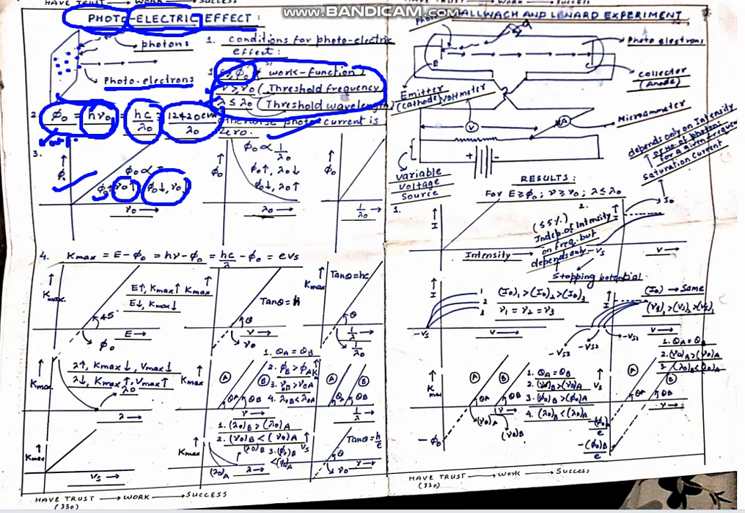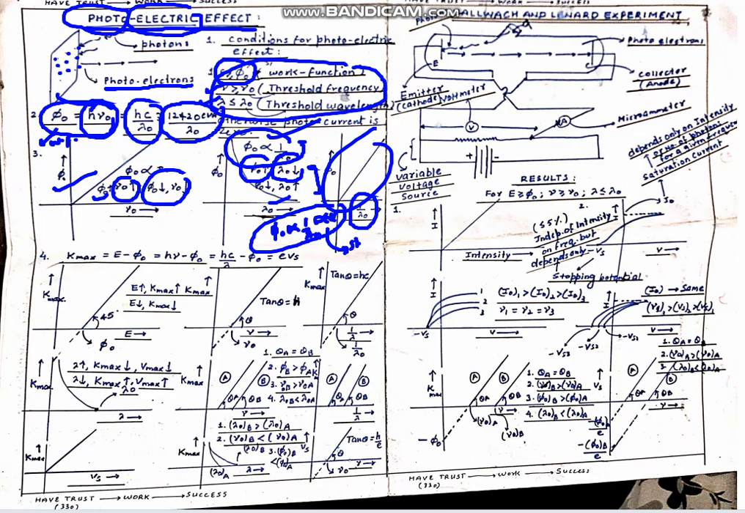Then the second graph is between work function and lambda naught. Obviously they are inversely related. That means on increasing the work function, the threshold wavelength decreases and vice versa, and the graph will be a rectangular hyperbola. However, if you draw the graph between phi naught and 1 by lambda naught, taking 1 by lambda naught as x, then phi naught is proportional to x, so the graph will be a straight line as shown over here.